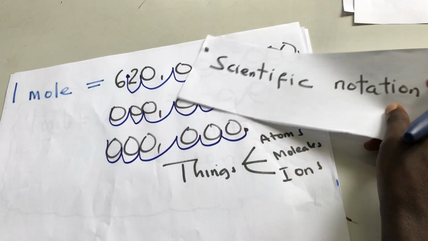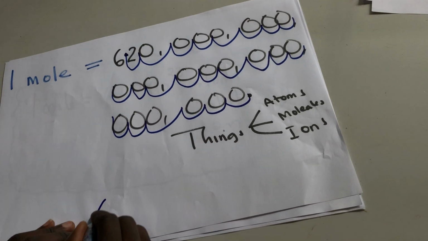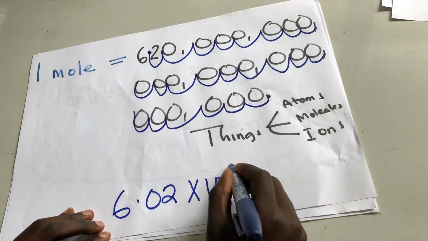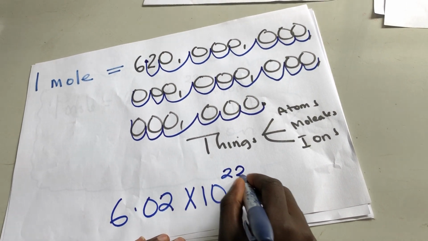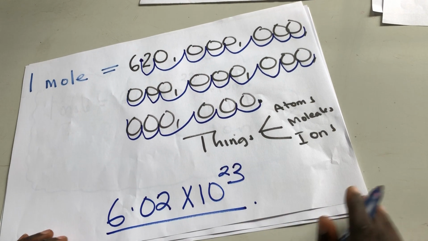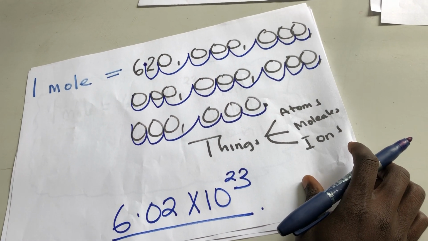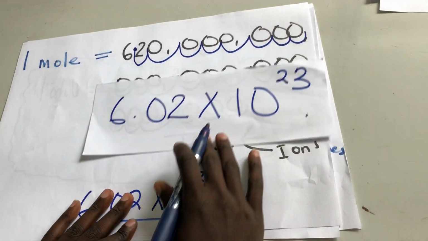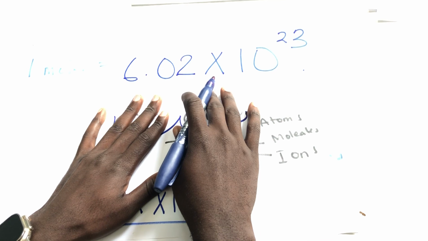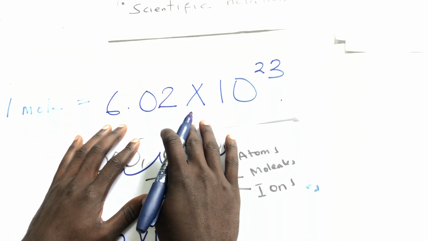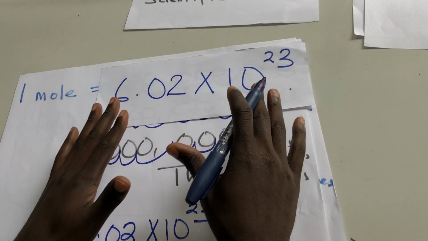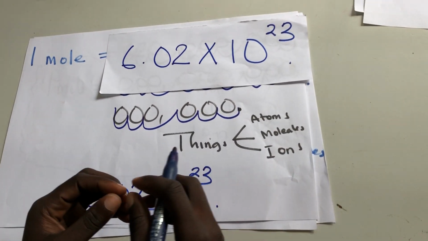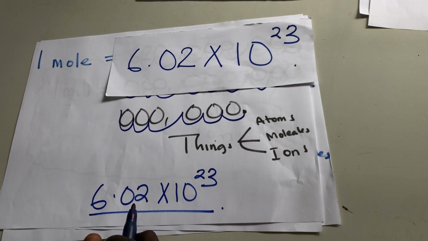So this number equals to 6.02 times 10^23. So one mole of any substance represent this number. So one mole equals to 6.02 exponent 23 things. Zinaweza zikawa ni atoms, zinaweza zikawa ni ions, zinaweza zikawa ni molecules.